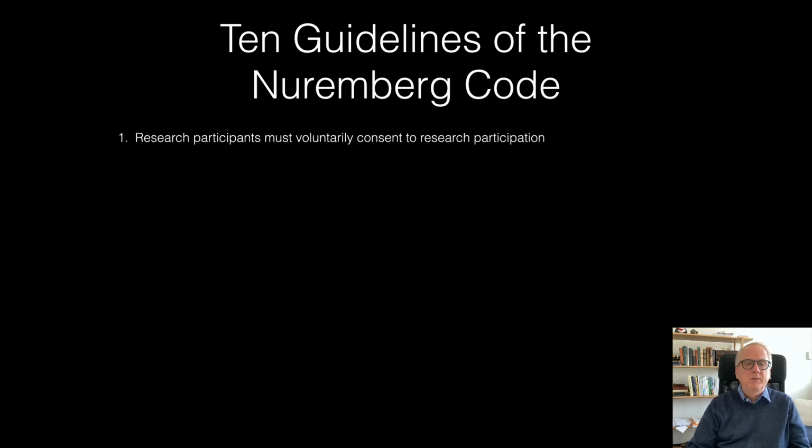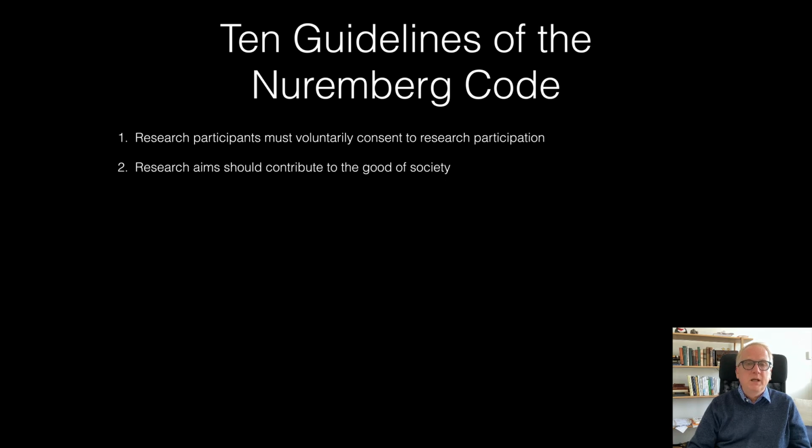And number one was that research participants must voluntarily consent to research participation. That clearly didn't happen in these concentration camps. The participants were not given the choice of whether or not they wanted to participate in the research. They just were subjected to the torture, the horrible things that these doctors wanted to do. So from this point on, the idea was that all research participants, no matter who they are, should voluntarily consent to research participation. Now, secondly, according to the Nuremberg Code, research aims should contribute to the good of society.